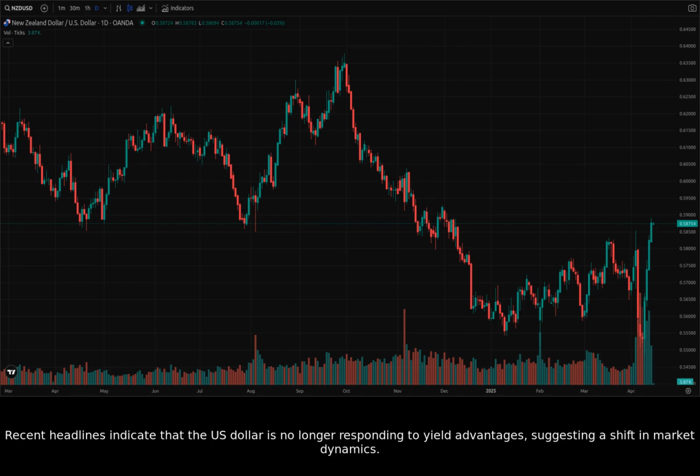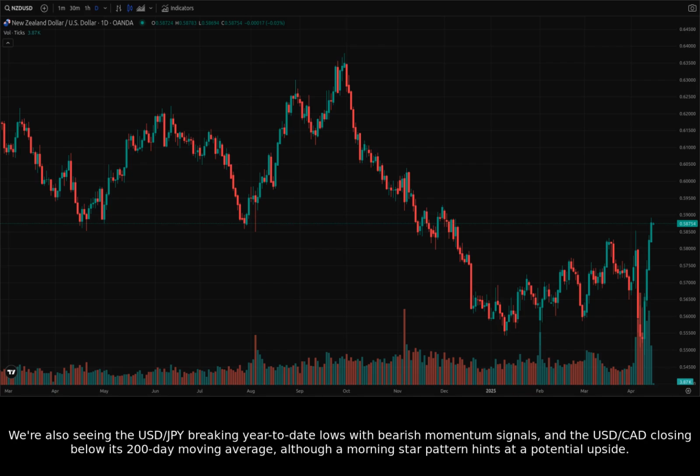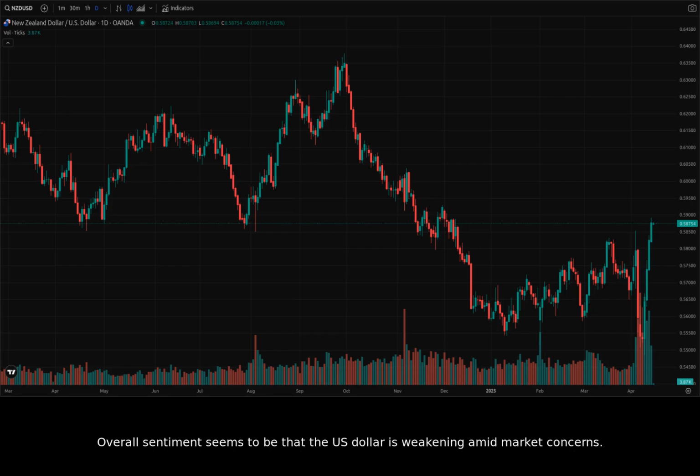Recent headlines indicate that the US dollar is no longer responding to yield advantages, suggesting a shift in market dynamics. We're also seeing the US dollar to Japanese yen breaking year-to-date lows with bearish momentum signals, and the US dollar to Canadian dollar closing below its 200-day moving average, although a Morningstar pattern hints at a potential upside. Overall sentiment seems to be that the US dollar is weakening amid market concerns.